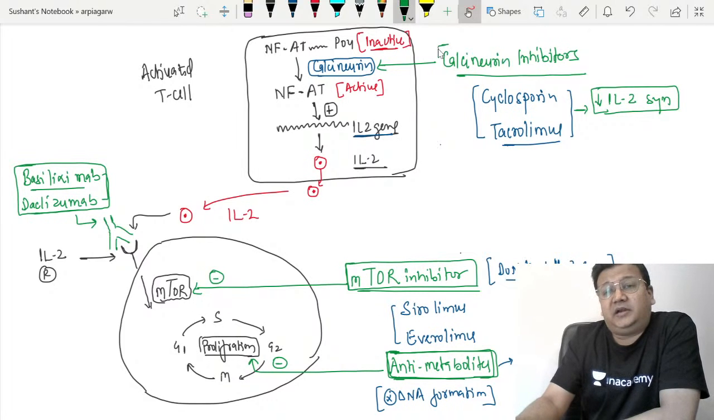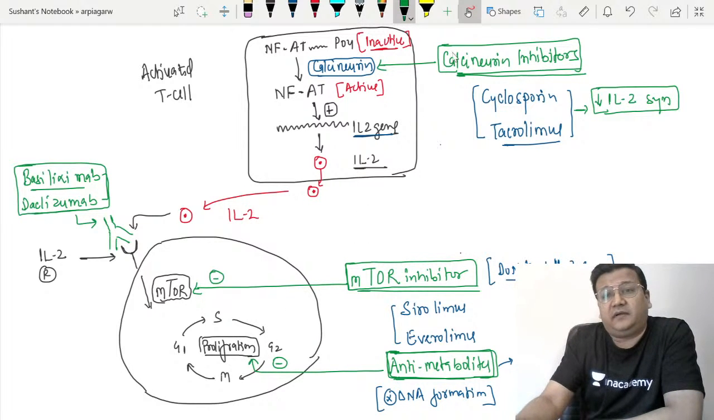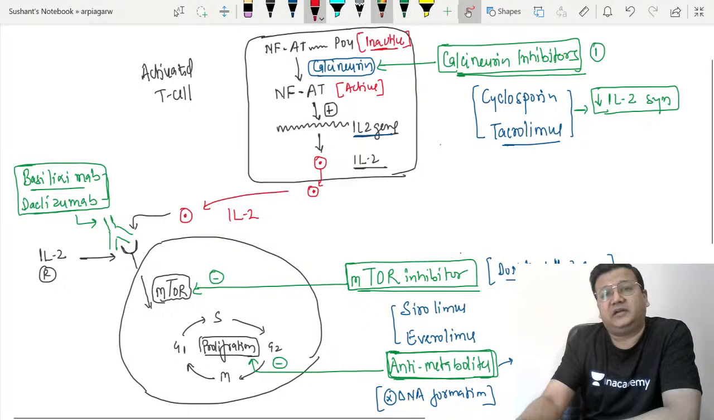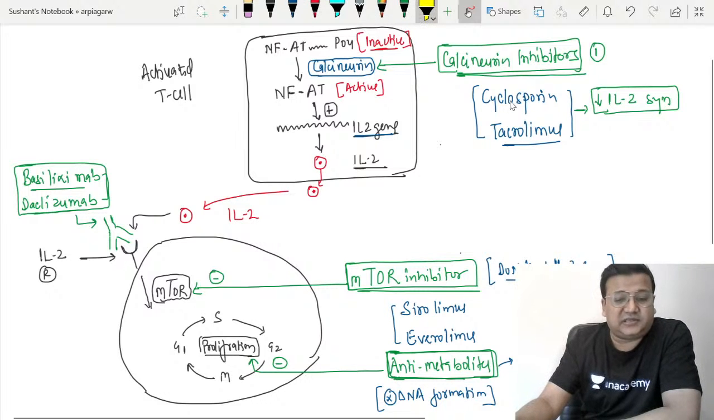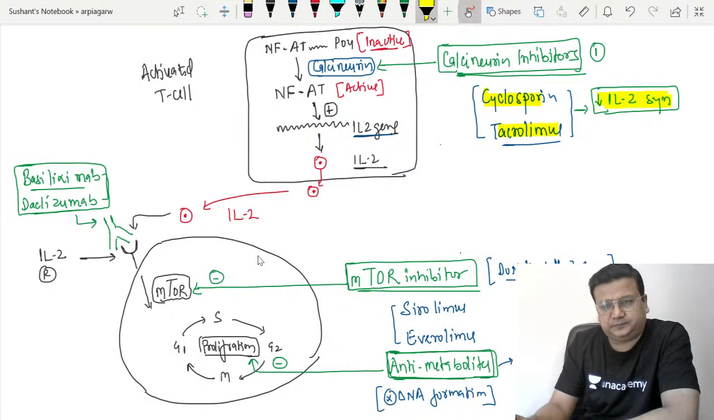So calcineurin inhibitors is the beginning of this particular diagram. Immunosuppressant. Calcineurin inhibitors, first category of immunosuppressants that you should know. Drugs that are included in this particular section, cyclosporin and tacrolimus. And what do they do? They decrease interleukin 2 synthesis from activated T cell.